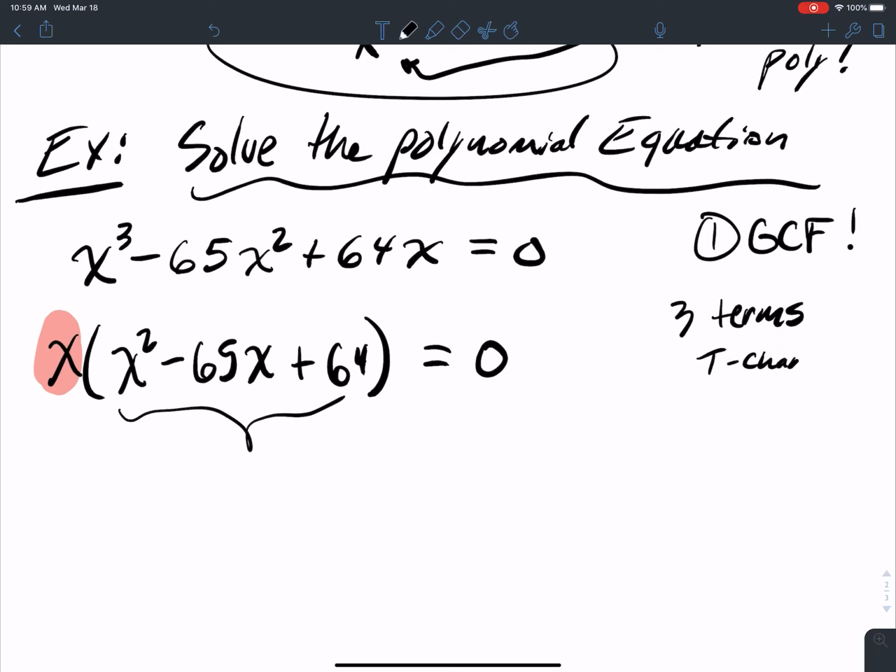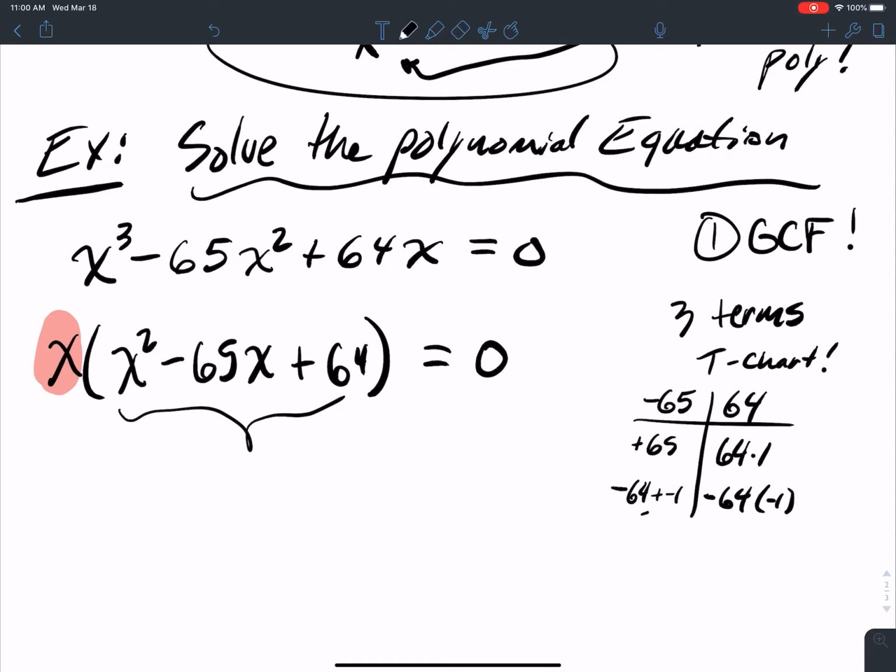T-chart. I want something that adds to -65 and multiplies to 64. Is this possible? 64 times 1 adds to +65. That's close. So wait, let's just do -64 times -1, and we get -64 plus -1 gets me -65. That's exactly what I want. Bingo, there's my answer right there.